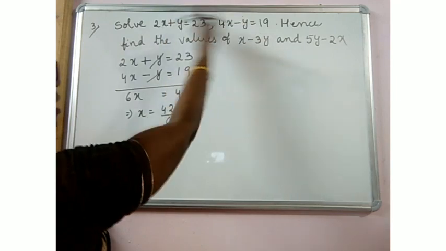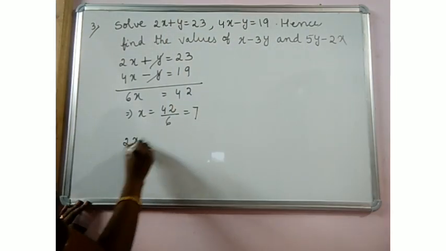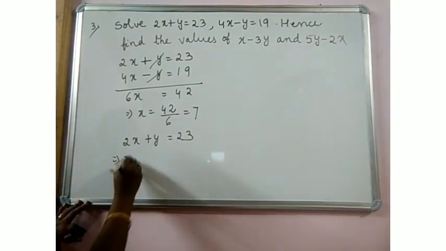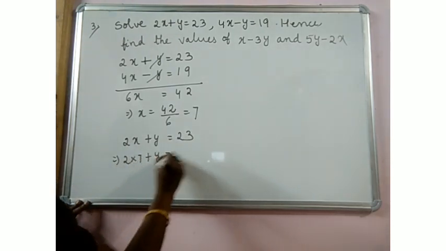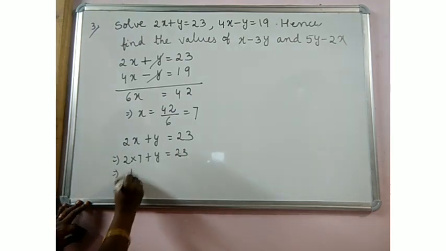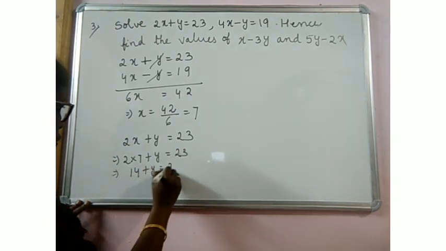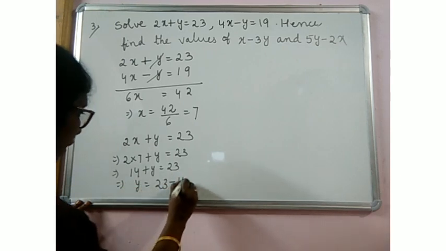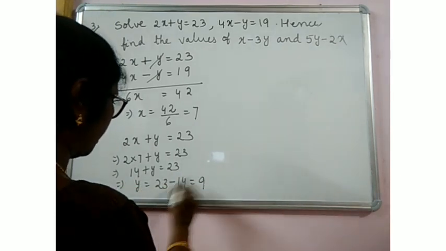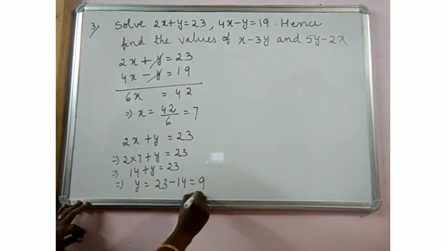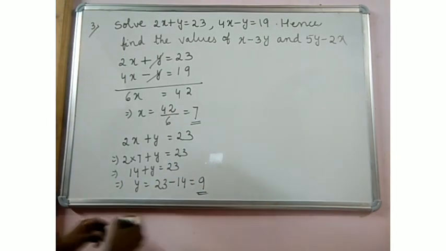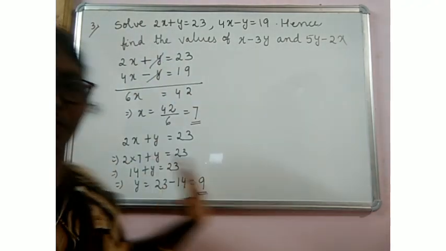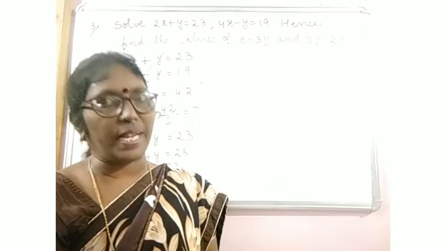Let us substitute in one of the equations to get the value of y. 2x plus y is 23. 2 into 7 plus y is 23. 14 plus y is equal to 23. Or y is equal to 23 minus 14, that is 9. So we got the value of x as 7, value of y as 9. That means we have solved already, got the values of x and y.